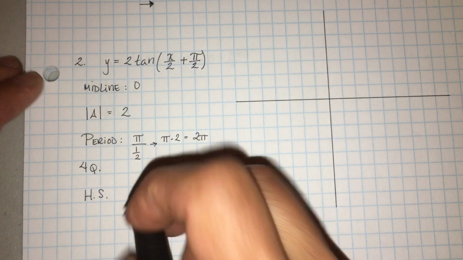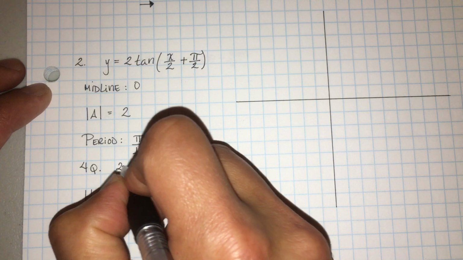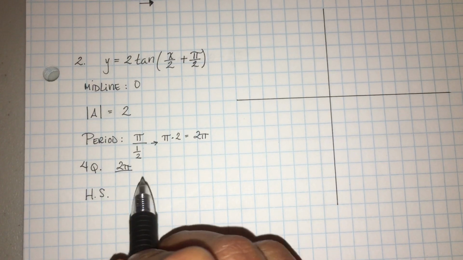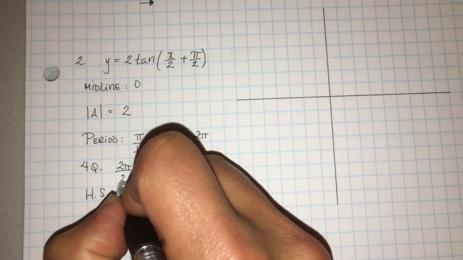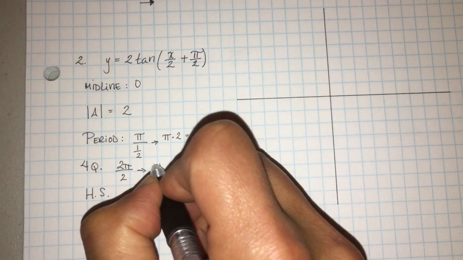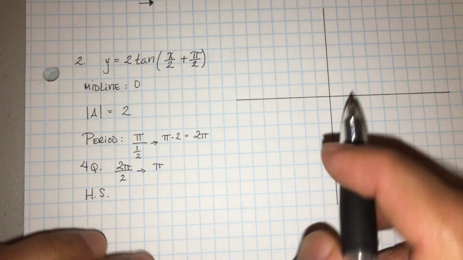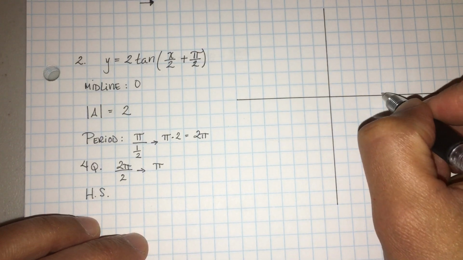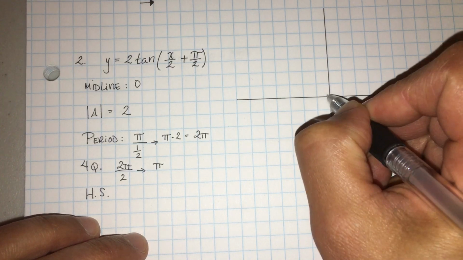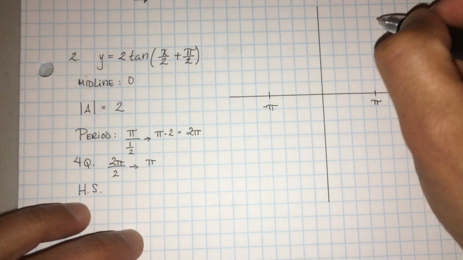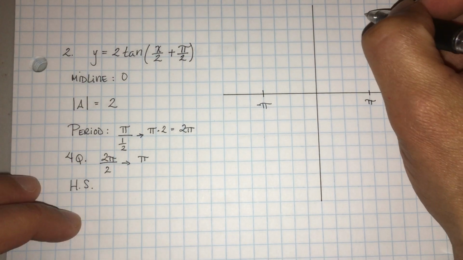Remember, take your period now, 2 pi. Normally we divide it by 4 because there's 4 quadrants, but because this is tangent, we're going to cut it in half first. So that means half of the graph is on the right, half of the graph is on the left. So 1, 2, 3, 4. That means pi is over here. 1, 2, 3, 4. Negative pi is over here. Okay, and then that's going to be the location of my asymptote.